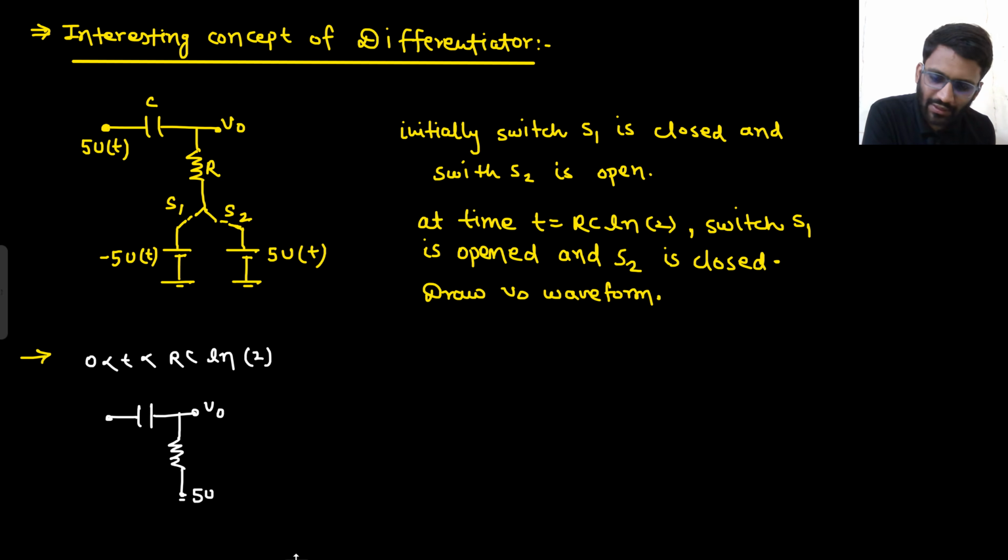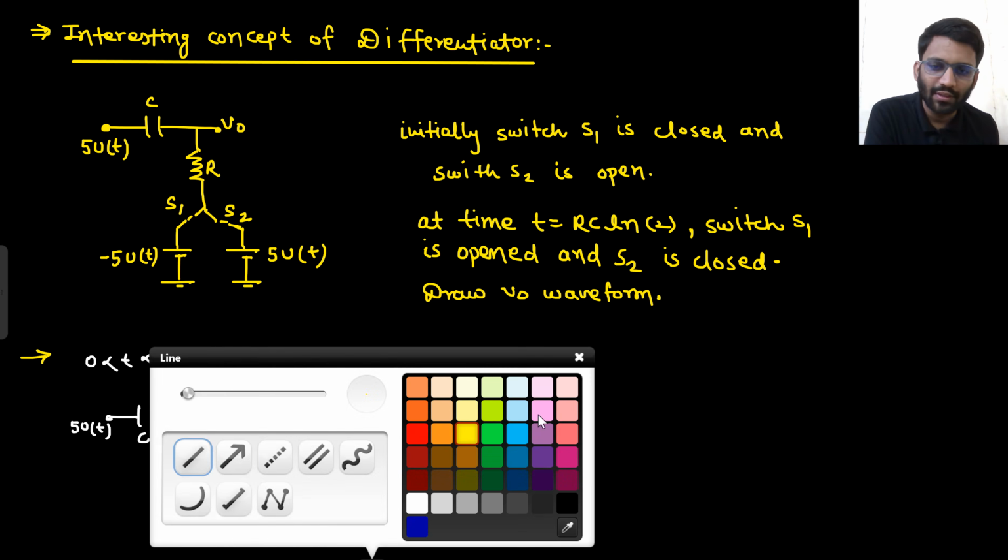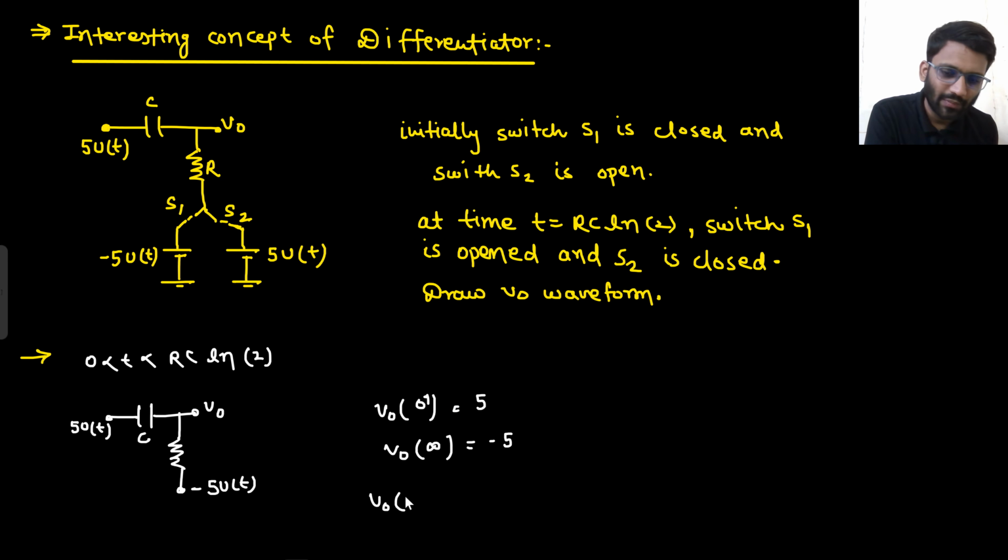So minus 5 u(t) is there, and at the upper side there is 5 u(t), right? So what is the initial value of V0? The initial value of V0 is 5, since the capacitor is shorted, and at infinity it will try to go to minus 5, right? So it is trying to go from 5 to minus 5. So we can write the V0 waveform. It is trying to go to minus 5 and the initial value is 5. So this will be the V0 waveform, this will be the V0 equation, right?